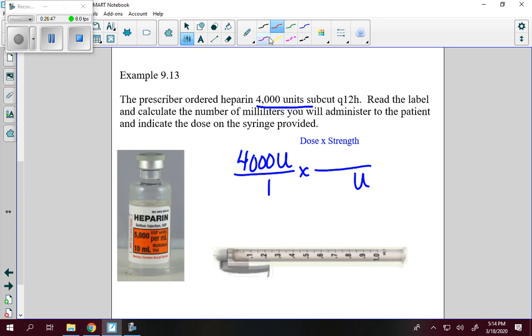If I look at my label, it says 5,000 USP per milliliter. Be careful, it does say it's a 10 milliliter multi-dose vial, but each milliliter has only 5,000 units per milliliter. It's not per 10 milliliters, it's per 1 milliliter. When my units canceled and I did my math, I would need to administer 0.8 milliliters. And then indicated on the syringe, 0.8 milliliters.